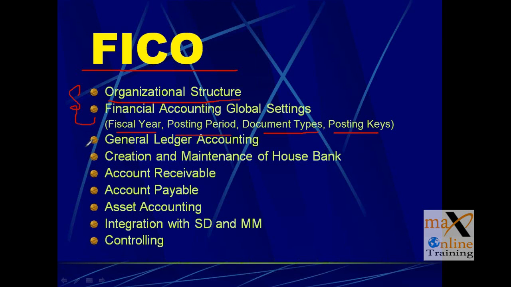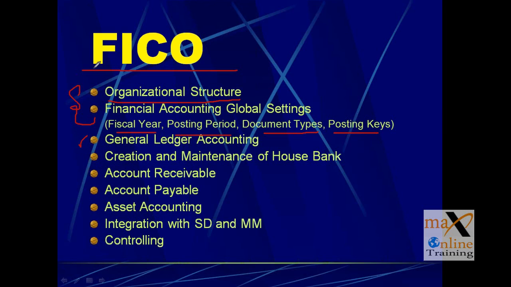Even if you miss a single step out of these 18, the system will not allow you to enter into the general ledger. You're not supposed to post any kind of entries, or create any kind of accounts, until you cover all these steps. These are the basic level configuration we are doing. Then afterwards we'll enter into the module-wise part.